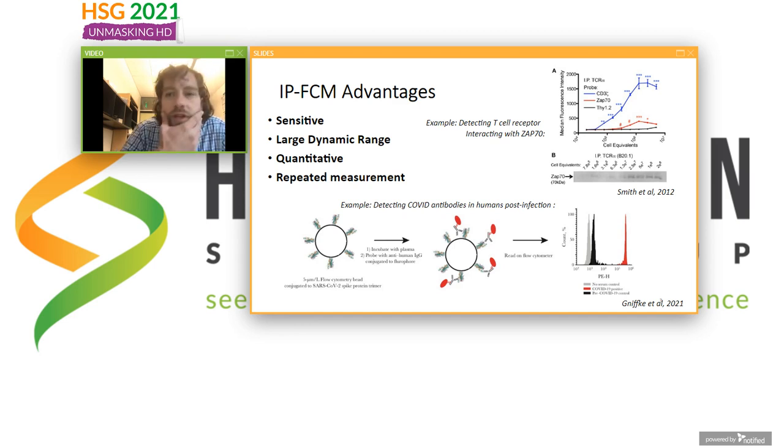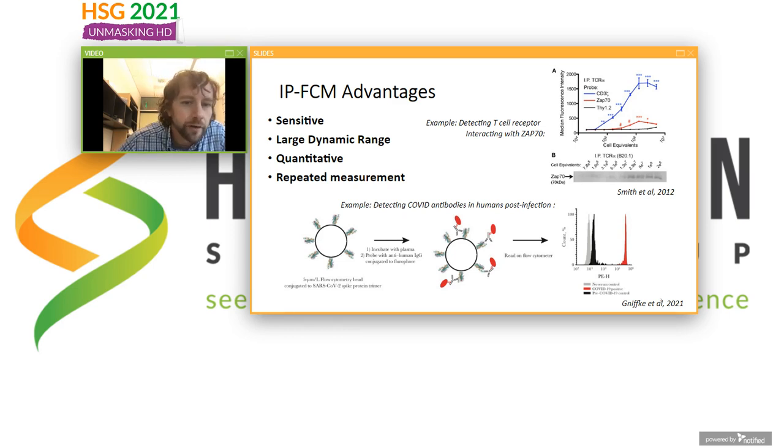The reason that we use IPFCM for all of this is because it's highly sensitive. We've published that we can detect T cell receptor from as few as 300 T cells. Our flow cytometer has a large dynamic range, and the signal is linear throughout most of that dynamic range. So it gives us a pretty wide concentration gradient that we can measure.